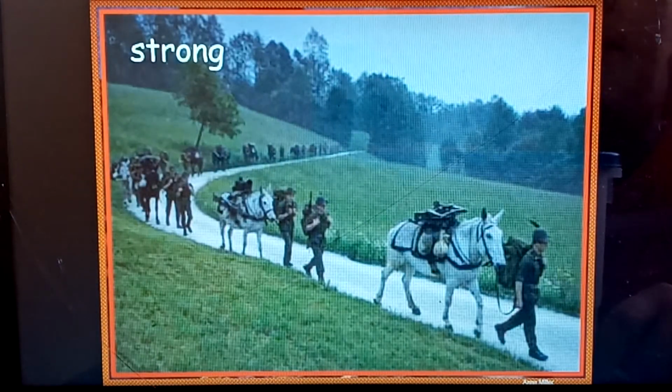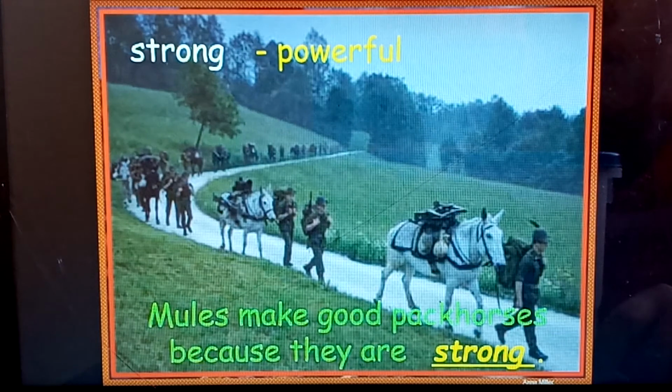Our next word is an easy one, and most of you know it. Strong. So strong means powerful. And here you have some mules, donkeys, that it says make good pack horses because they are strong. Yeah, they can carry a lot of weight because they are strong. And I'm pretty sure your parents are strong, or even you must be strong by now. You can lift heavy things, but not too heavy. So you have to be careful with that.